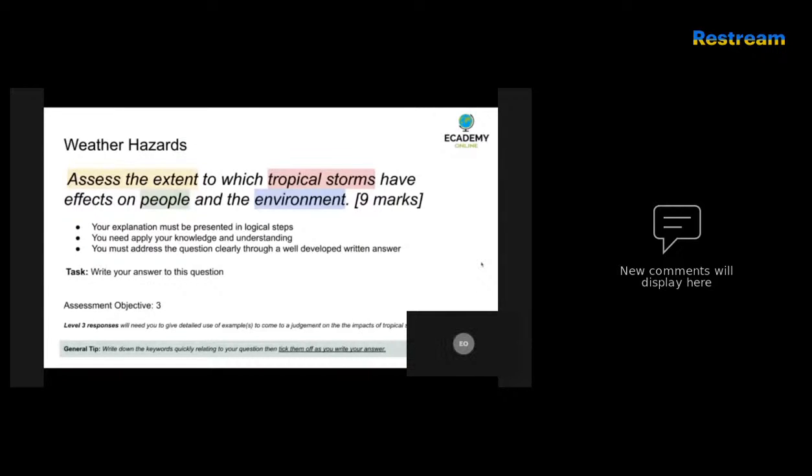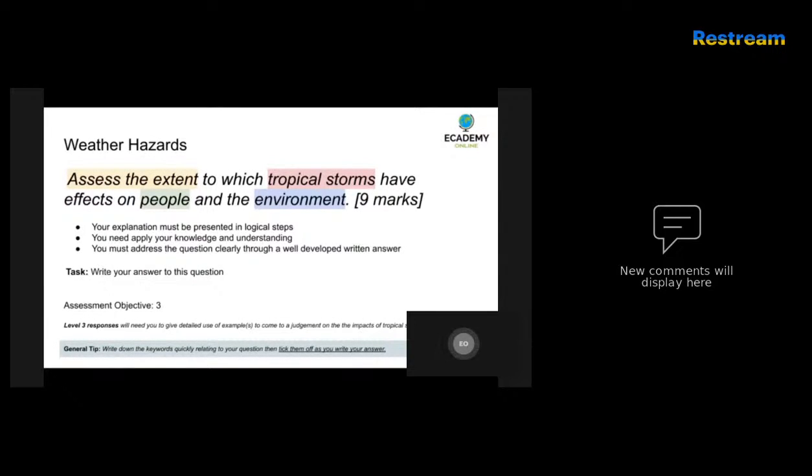So, just to reiterate again, for this 9-mark question, assess the extent. You've got to talk about different things that affect people and the environment, obviously caused by tropical storms. In this case, you can talk about very strong wind speeds. That could be one thing that affects people, their homes, their communities. You could also talk about how strong winds affect the environment by uprooting trees.